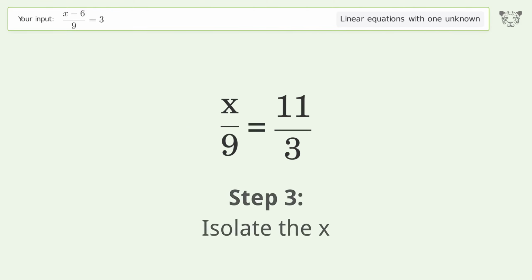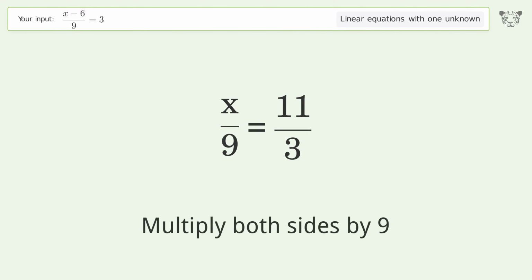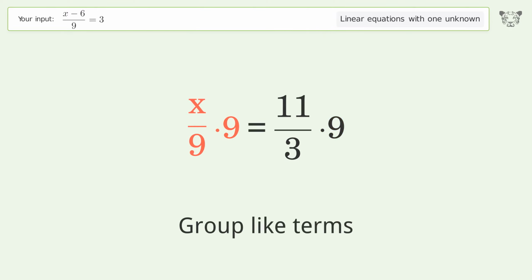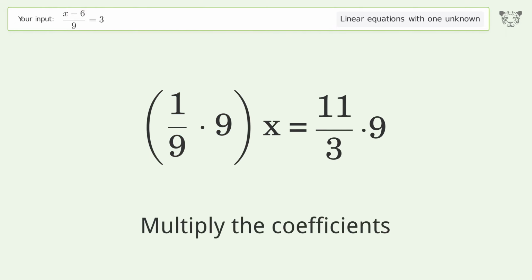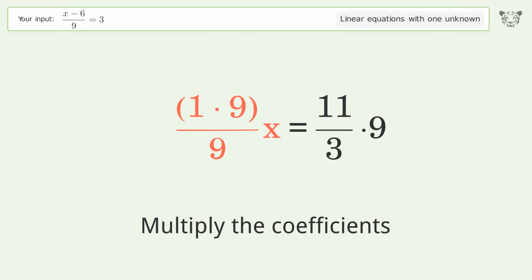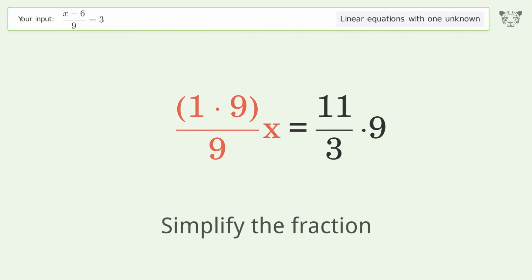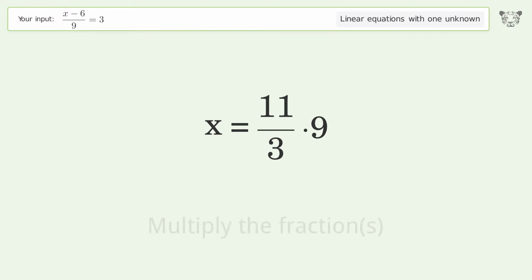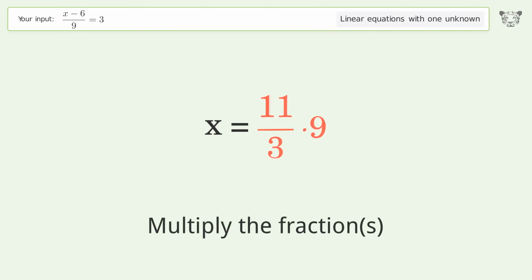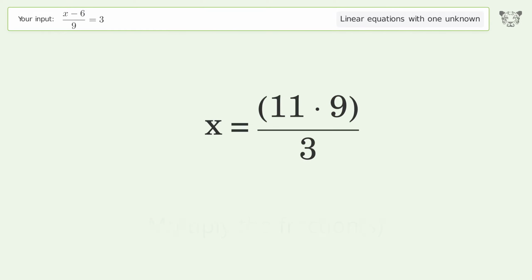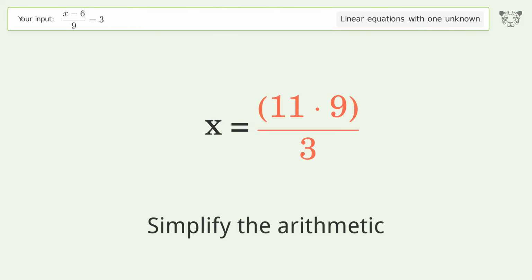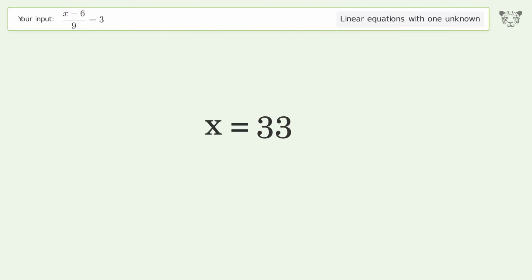Isolate the x. Multiply both sides by 9. Group like terms. Multiply the coefficients. Simplify the fraction. Multiply the fractions. Simplify the arithmetic. And so the final result is x equals 33.